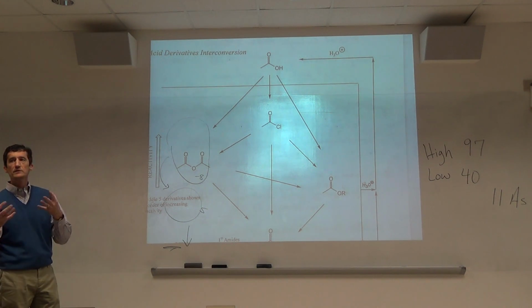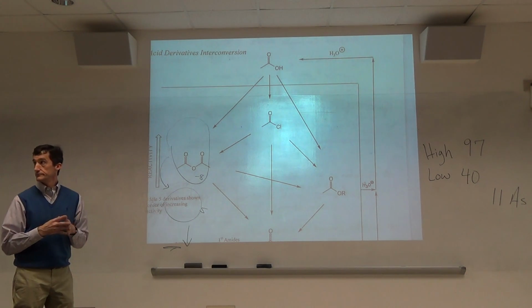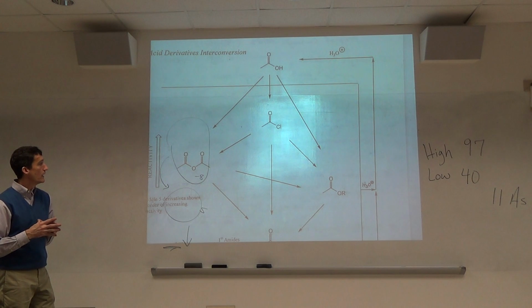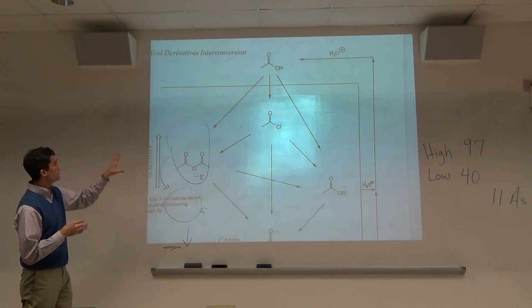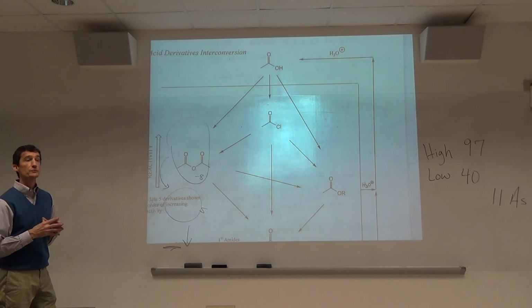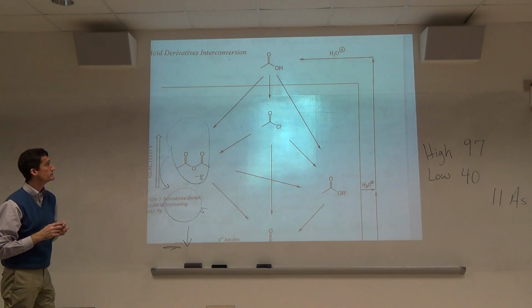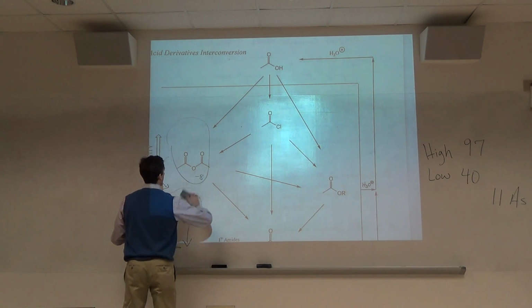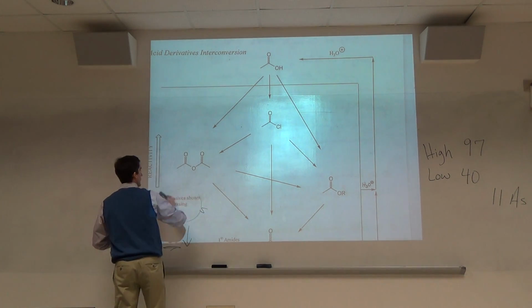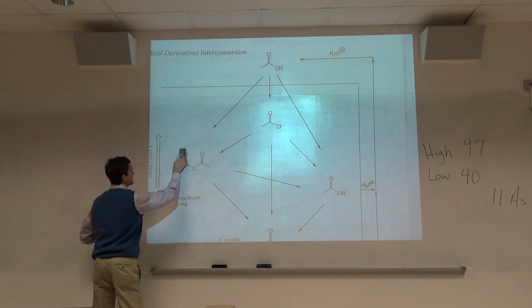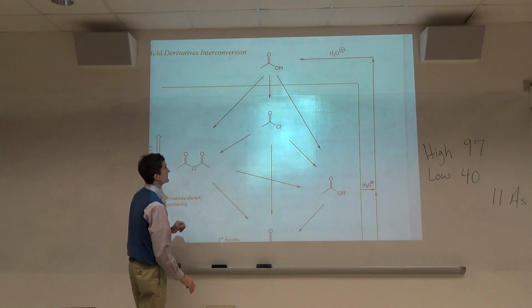How do you convert a carboxylic acid to an ester? This shows what's called the interconversion of your acid derivatives. We start at the top. Carboxylic acid is the king. They can be converted to a variety of derivatives.